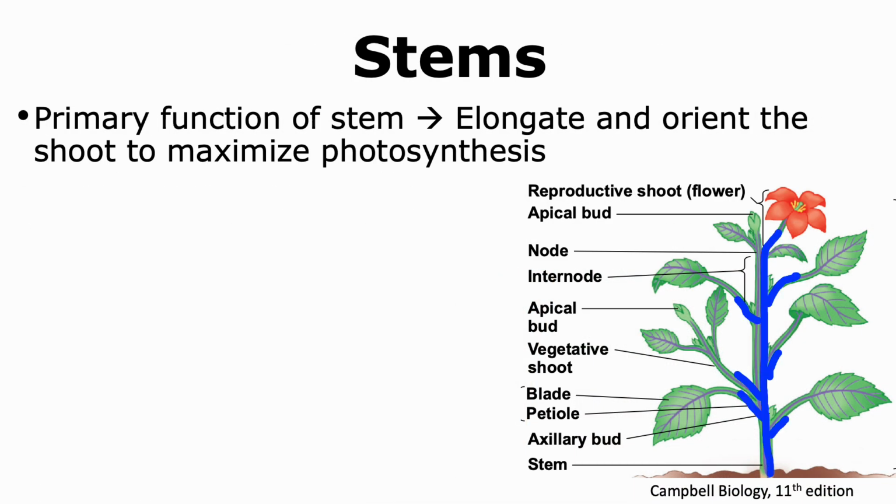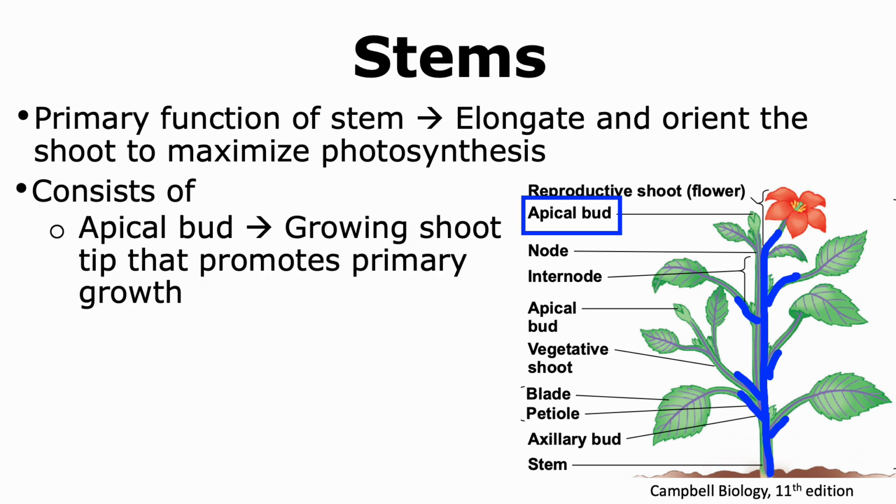The stem is an organ of the plant that grows above the ground and is part of the shoot system. Its main function is to elongate and orient the shoot to maximize photosynthesis. The stem is made of different parts, which includes the apical bud that houses the shoot apical meristem. The shoot apical meristem promotes primary growth and helps the plant gain height.